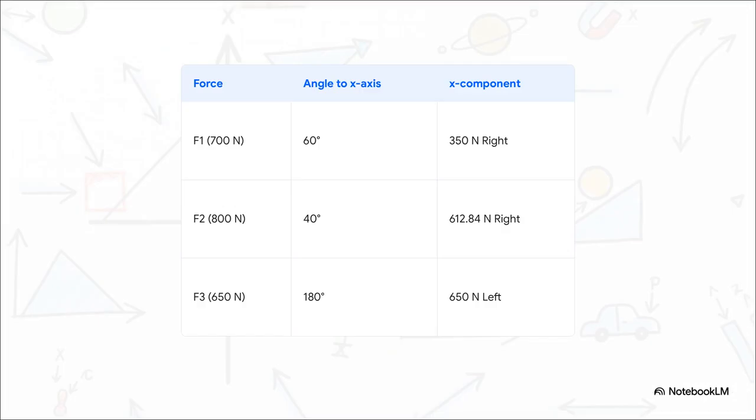Let's put step 2 of our master plan into action and break these down, starting with just the horizontal x components. Check out how the memo calculates this. It's all about that angle to the x-axis. For F1, the diagram actually showed it at 30 degrees to the y-axis. But remember our golden rule, we need the angle to the x-axis. Since a right angle is 90 degrees, 90 minus 30 gives us 60 degrees. So we punch in 700 times the cosine of 60, and boom, 350 newtons to the right. We do the exact same trick for F2, giving us 612.84 newtons to the right. And F3? Super easy. It's already lying completely flat on the x-axis, so it's just a straight 650 newtons to the left.